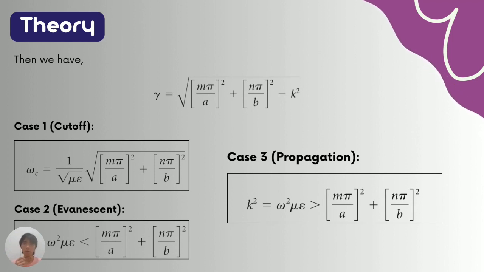So in a waveguide, we know not all the frequencies propagate equally. Instead, we have a cutoff frequency below which the electromagnetic wave does not propagate. And we have the evanescent range of frequency. The electromagnetic wave will decay exponentially within the range of evanescent frequency and does not carry power. And lastly, we have propagation. Only those electromagnetic waves above the cutoff frequency can propagate efficiently.